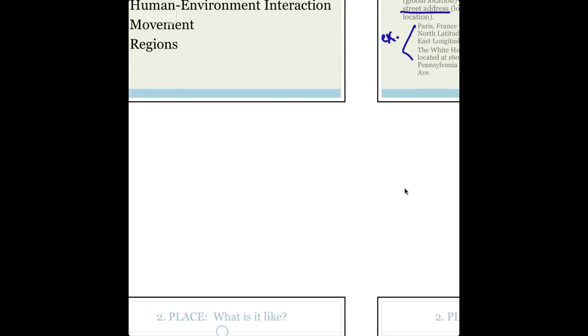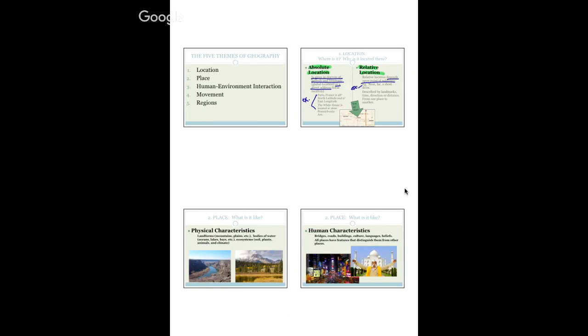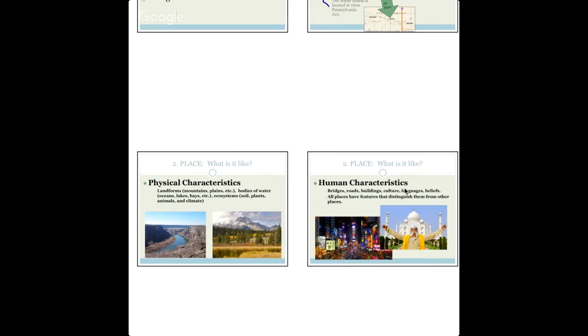We then talked about place and how place has 2 types of characteristics. Physical characteristics, which are things that are made by the earth, and then human characteristics, which are things that humans make, like bridges and roads and buildings and cultures and language and beliefs. Physical characteristics are those things that the earth makes. So landforms like mountains and plains and plateaus and valleys, bodies of water, oceans, lakes, bays, rivers, etc. So we went over place.